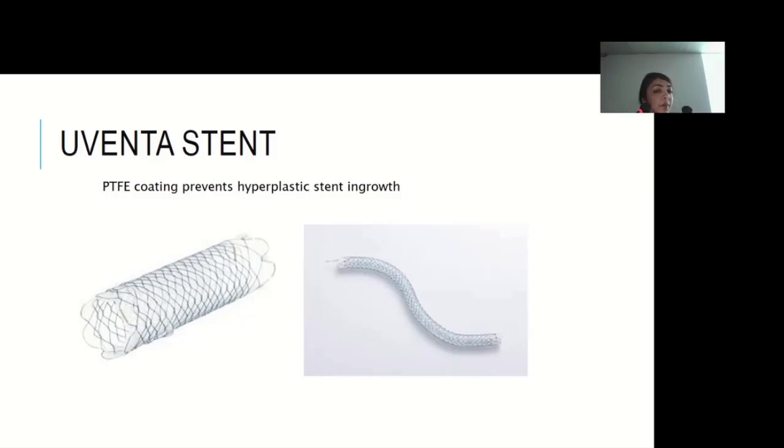This is made of alloy. This is nickel and chromium alloy. This stent is made of that alloy, but it is coated on the interior with this PTFE.